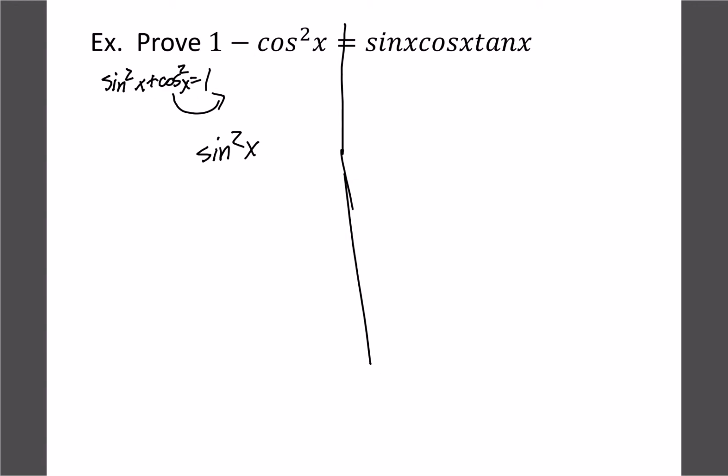Take our other side. Let's leave the sine alone and leave the cos alone, and let's change tan into sine over cos. So we can see that our coses would cancel, and all we would get left over is sine times sine, or sine squared. Now we have these two things equal to each other. We're done. We proved that they're the same just by using a couple identities to rearrange things.